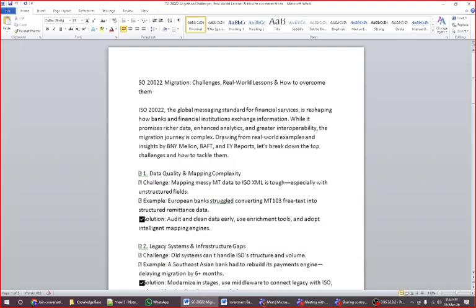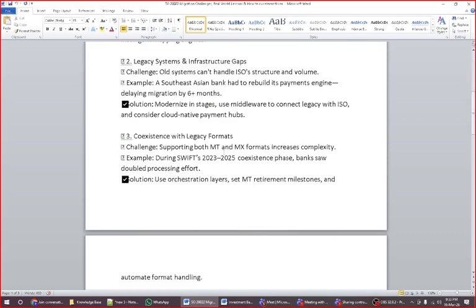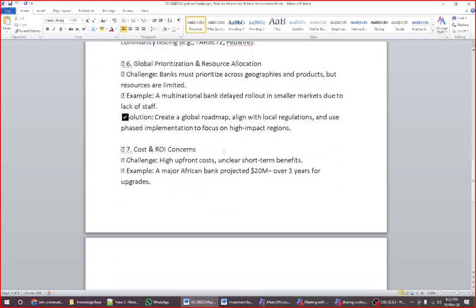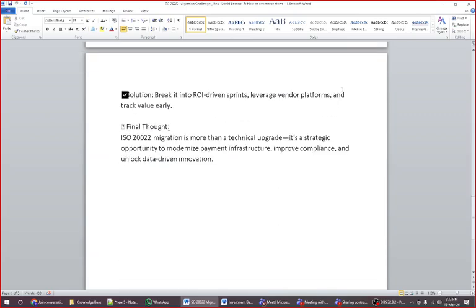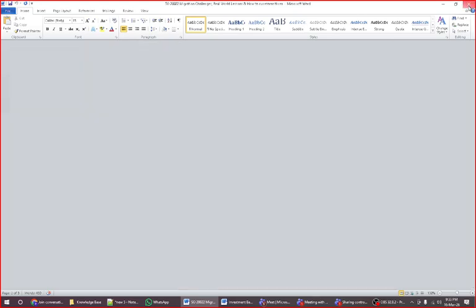The real-world challenges are when we are mapping MT to MX, right? How does this work, and what was the existing approach earlier? This is an interview question especially, which I am going to walk you through when we have completed the ISO 20022 journey.